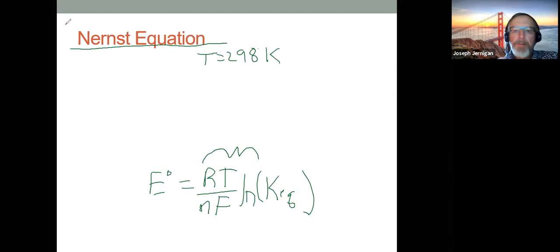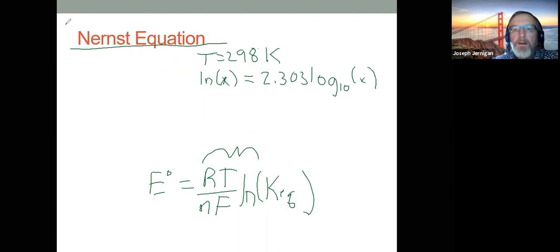And the other thing about a natural log is, and this is something that is on the log sheet, ln of x is equal to 2.303 log of x, where this log is the base 10 log. The reason I'm doing this is because what I'm getting ready to show you is a very common manifestation of the Nernst equation.